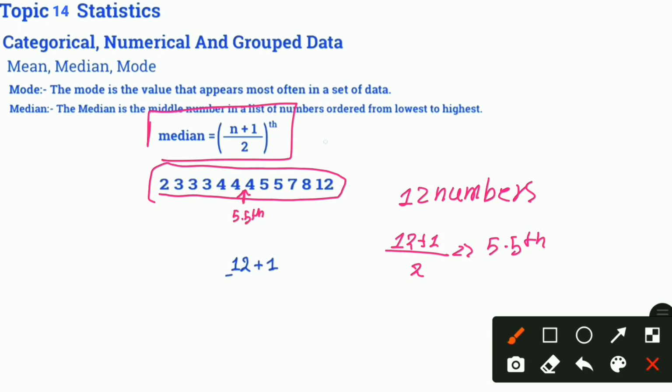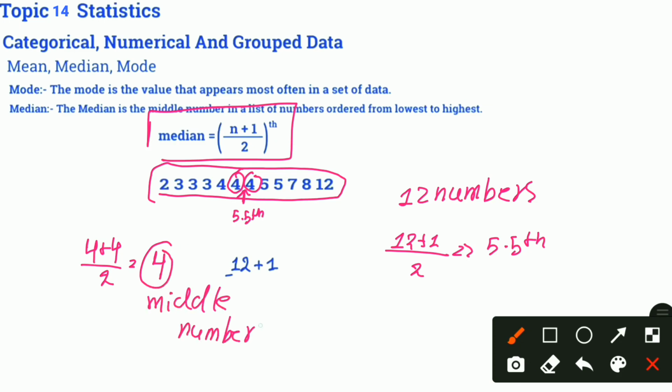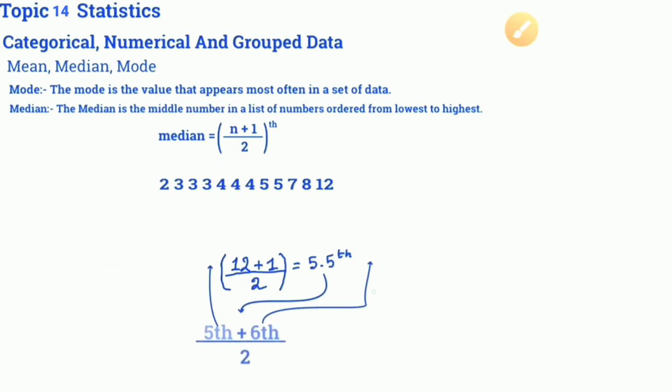So at the 5.5 position, we take these two values, add them, and take the average, and the number is 4. So 4 is the middle number. This is the answer.